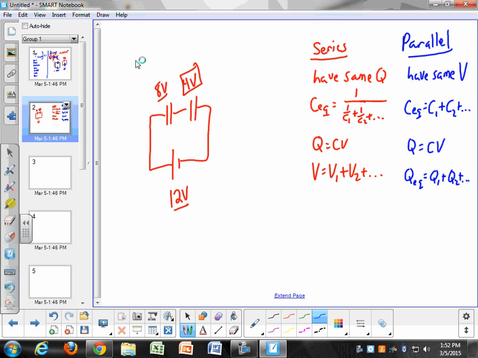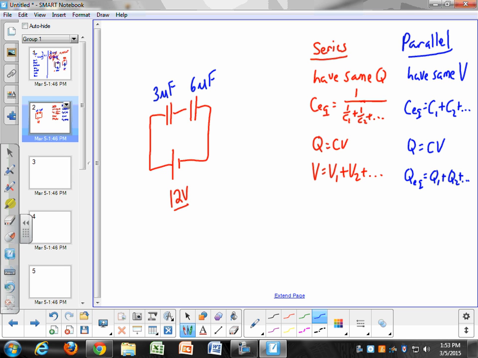Okay? So those are the rules. Make sure you know those for capacitors and then those for resistors as well. We'll go over the ones for resistors soon. So let's look at this circuit. Let's say that I have two capacitors, 3 microfarads and 6 microfarads, and I just want to know the voltage across each of those.